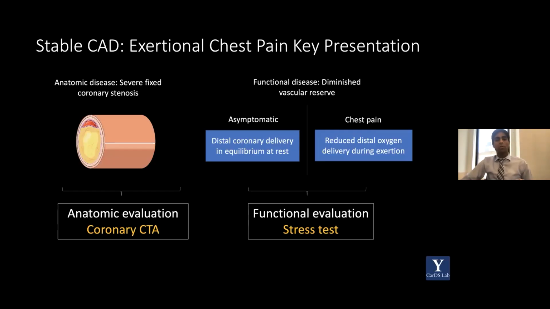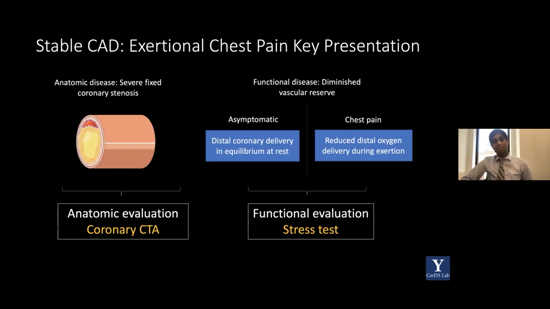So there are two distinct aspects of the disease. One is the anatomical disease, which is that there is a severe fixed coronary stenosis, and that can be evaluated by injecting iodinated contrast into the peripheral veins, timed with the acquisition of a CT scan of the heart, so you can see what the anatomy of the coronary blood flow is, and see if there are any areas where there's a luminal either obstruction or irregularity of a larger degree.